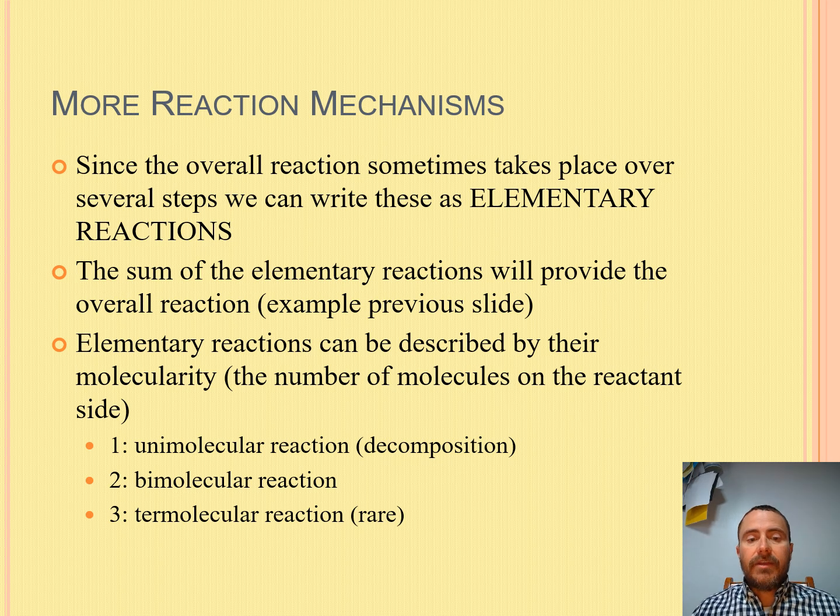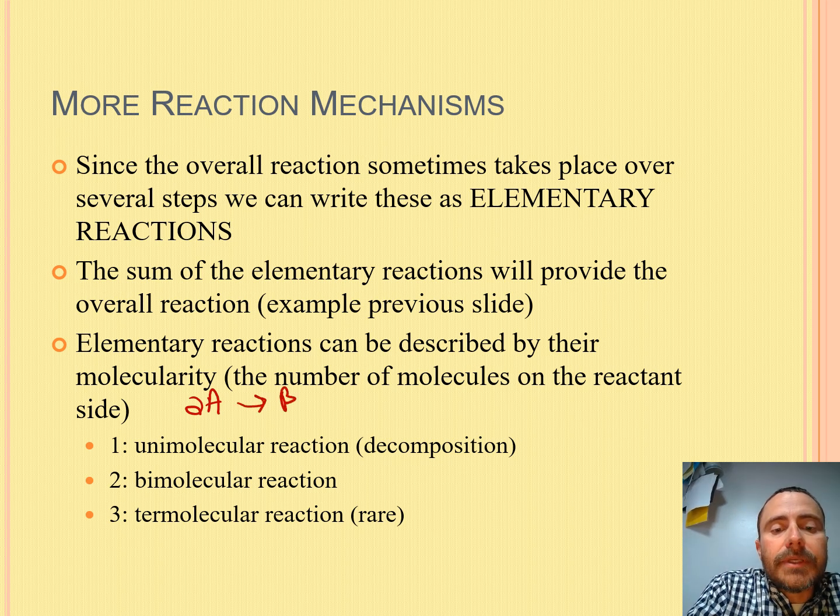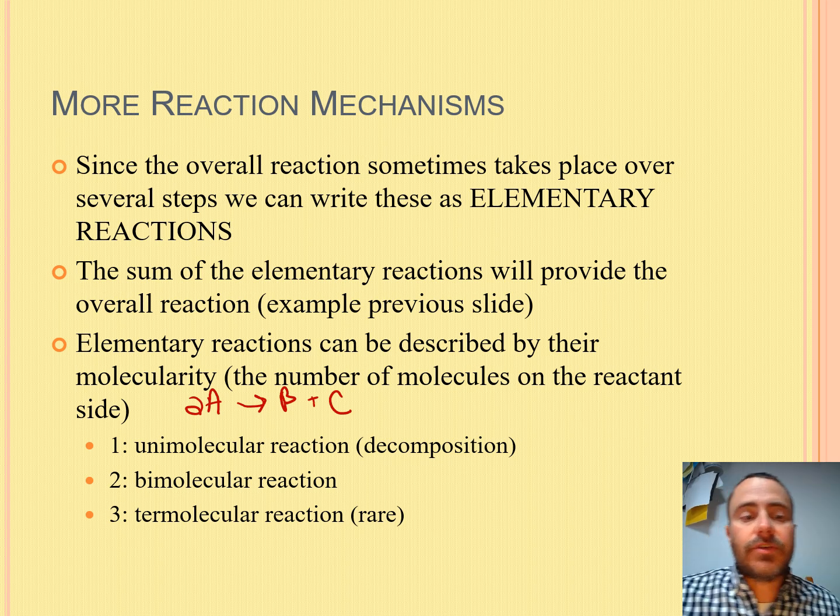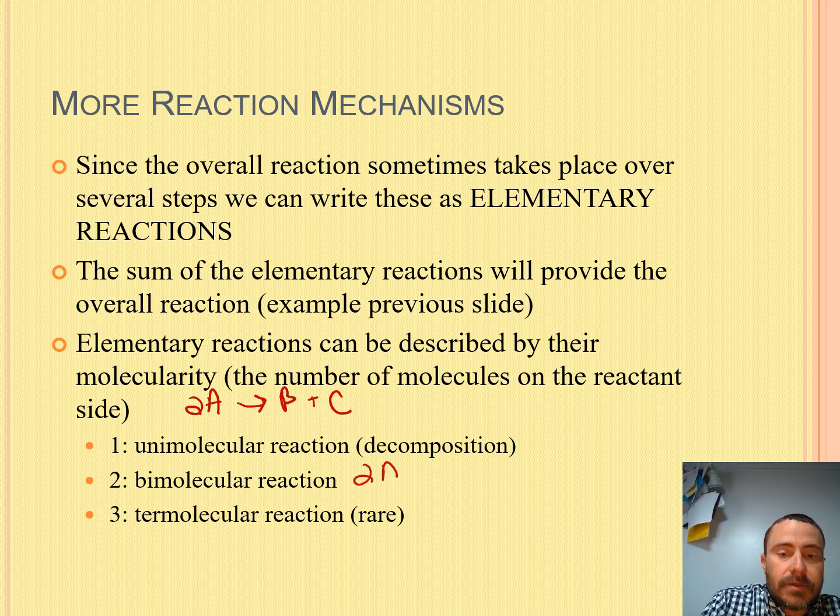So we can have a unimolecular reaction, all right? We could have a unimolecular reaction where it could be, say, 2A becoming, say, B plus C or something like that. That still means there's only one molecule. We're only talking about each one of them individually. So a decomposition reaction is unimolecular. Bimolecular reactions are where we have two things. Again, that could be 2A plus B becoming C plus D or something like that.